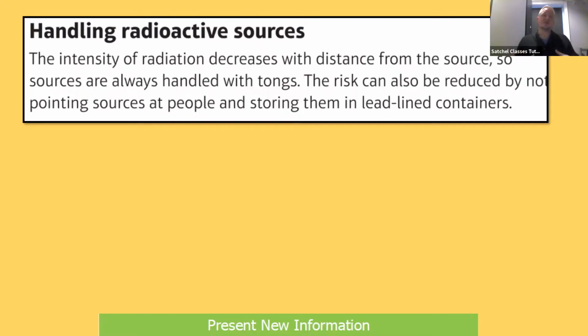But remember, some of these radioactive sources are alpha emitters, and that distance between the end of the tongs and the handles is enough that the alpha particles lose most of their energy in the air and can't get anywhere near the skin. The risk can also be reduced by not pointing sources at people and storing them in lead-lined containers, because as we've also discovered during the course of our studies in GCSE physics, lead can stop even most gamma ray sources.